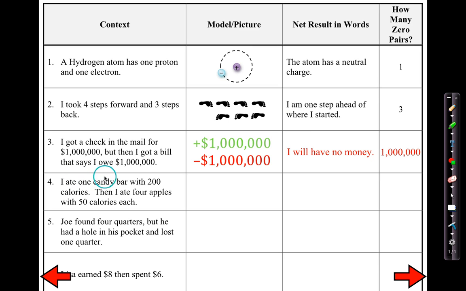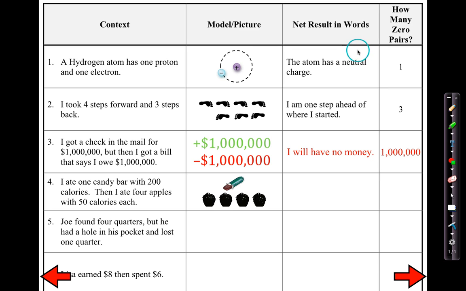So it says I ate 1 candy bar with 200 calories. Then I ate 4 apples with 50 calories each. So I'm just going to quickly show you an image. There's going to be 1 candy bar and then our 4 apples here. Well, what's the net result in words?